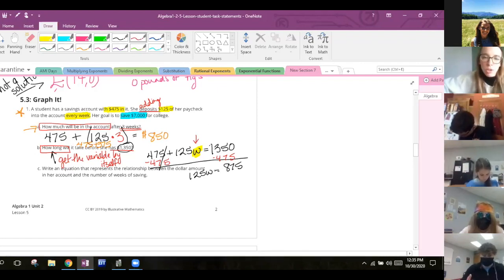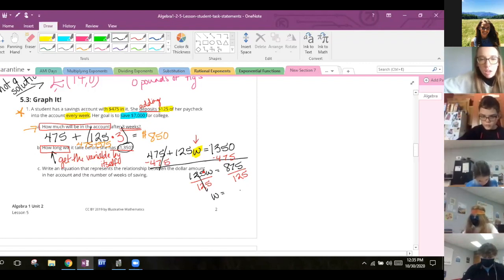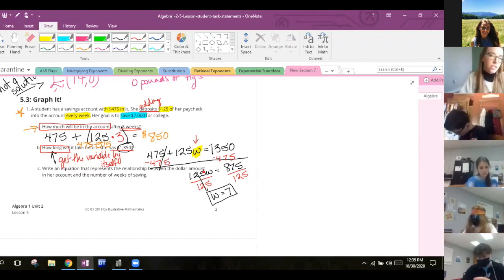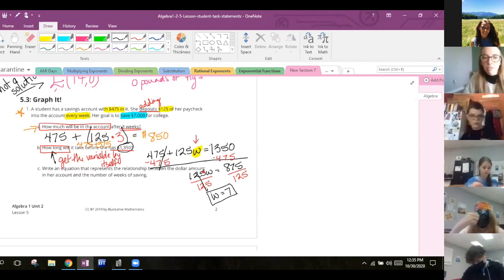Okay, so now we have 125 times W. So how do I get rid of that 125? I divide it. And if I do that to one side, I have to do it to the other side. And so I'm left with W equals 7. Okay, so how many weeks did it take her to save $1,350? 7 weeks.